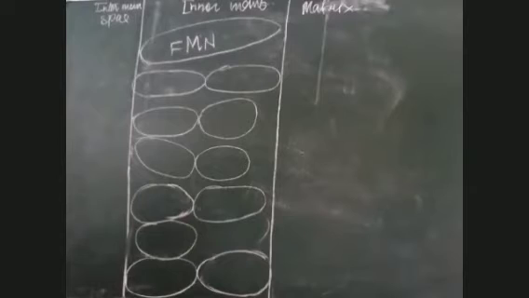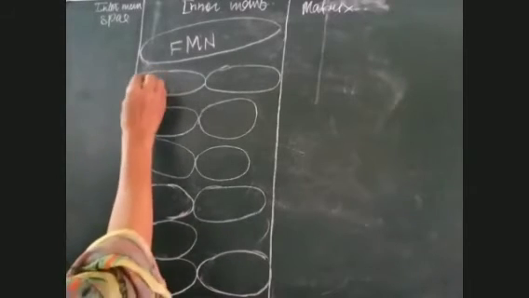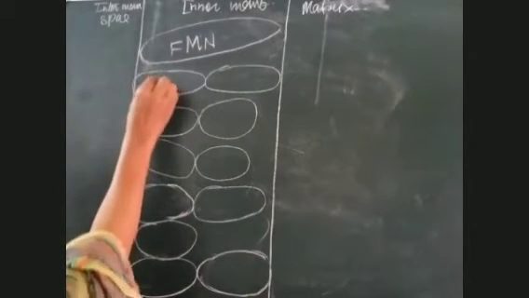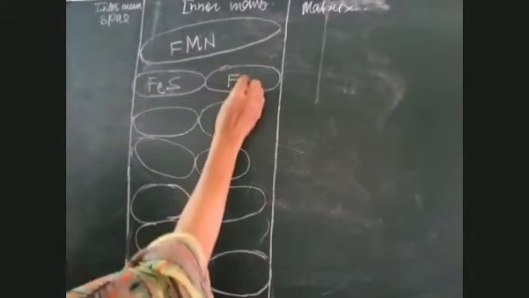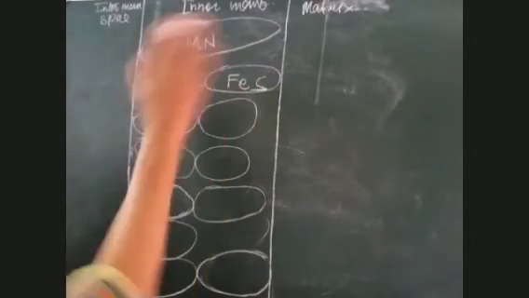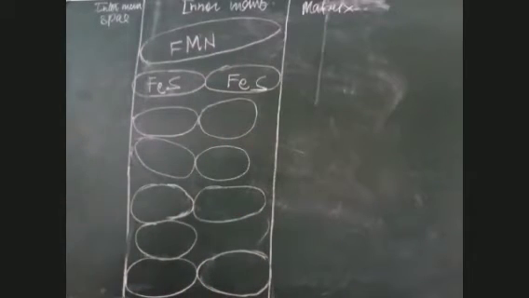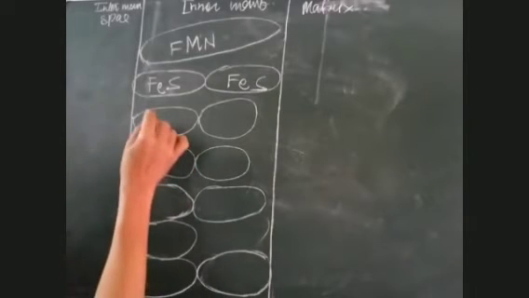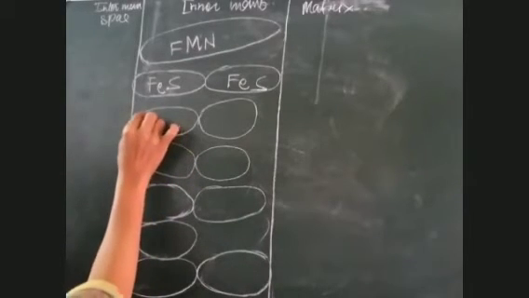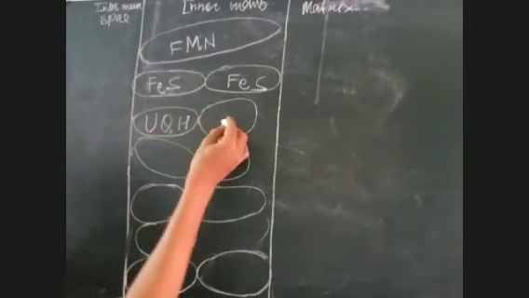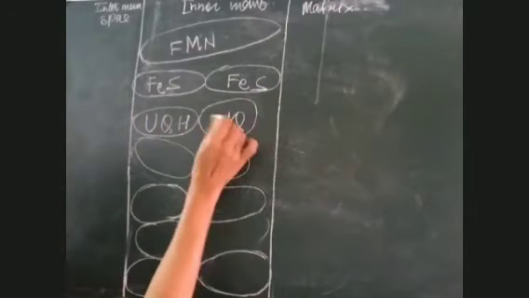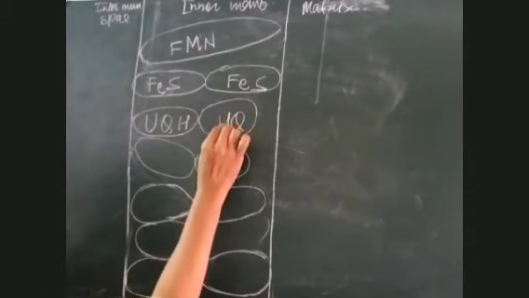The first one is FMN. The second one is FeS. This is also FeS. This structure, this diagram is given in your NCERT book. You can check on page number 233. The diagram is given here. This is ubiquinone hydroxide, UQH. Then here, this is ubiquinone. This is not V, this is U.